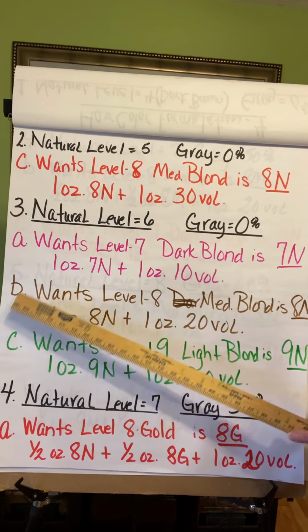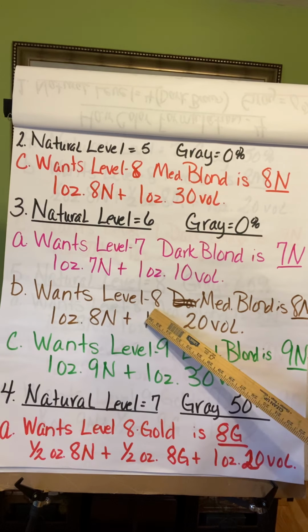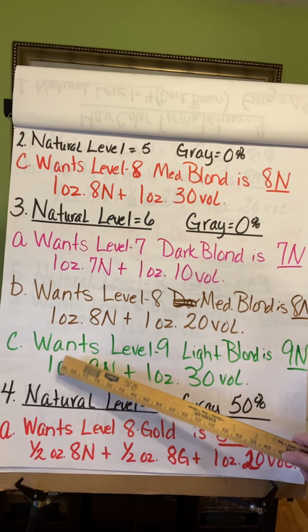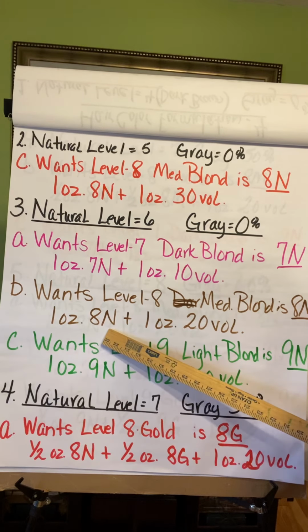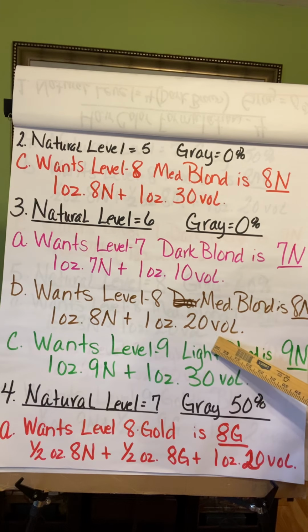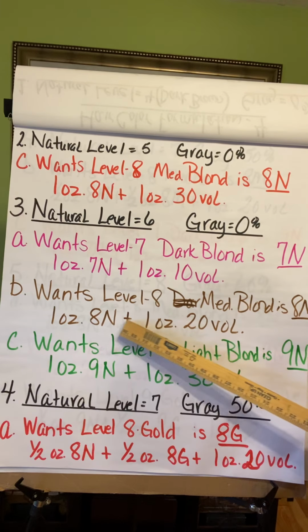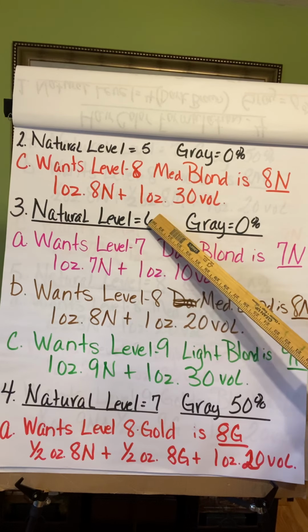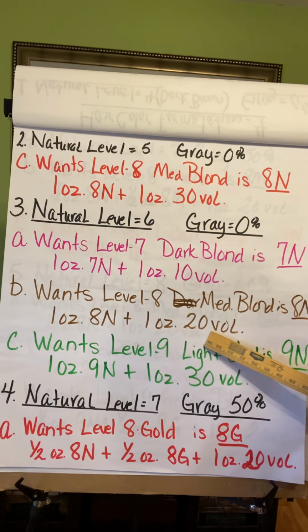Okay, so B, she wants to be a level 8, which is medium blonde, and it's written as 8N. So her formula is going to be 1 ounce of 8N plus 1 ounce of 20 volume developer. 8N because that's the level she wants. She's at a level 6. You got to move up 2 levels. That's why you're doing the 20 volume developer, because you're moving up 2 levels.